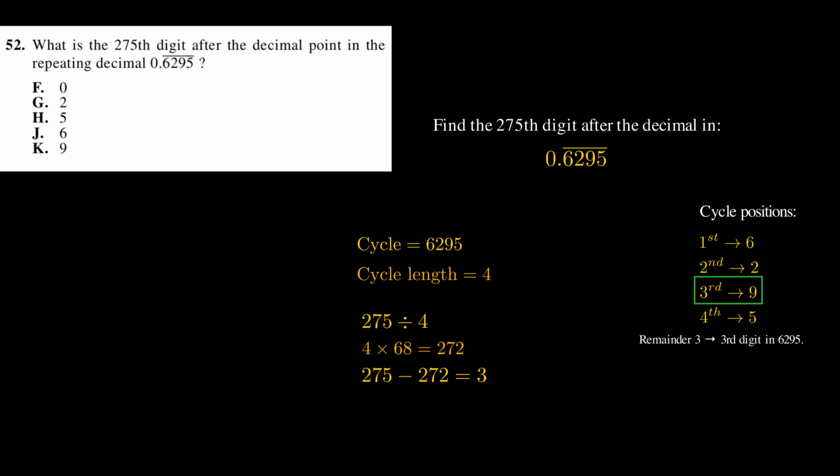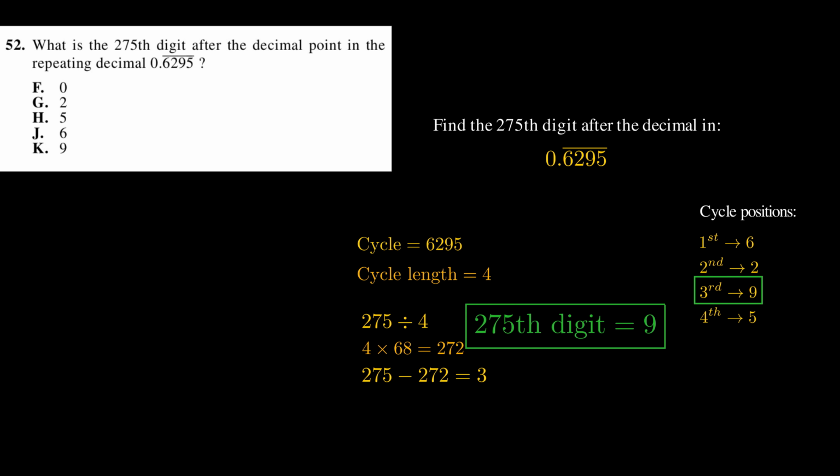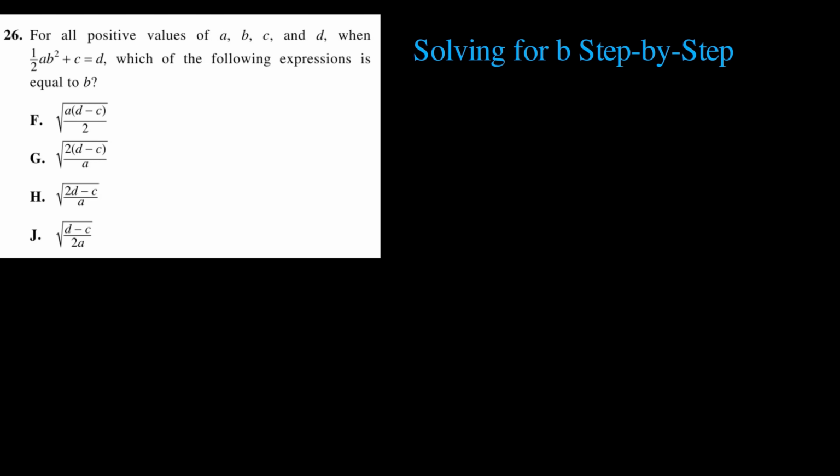The repeating cycle is first digit arrow 6, second digit arrow 2, third digit arrow 9, fourth digit arrow 5. Our remainder was 3. That means the 275th digit is the third digit in the cycle. The third digit is 9. The 275th digit is 9. Correct answer, K.